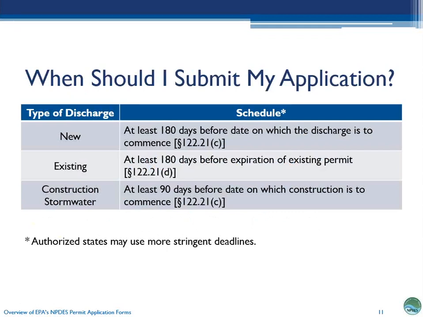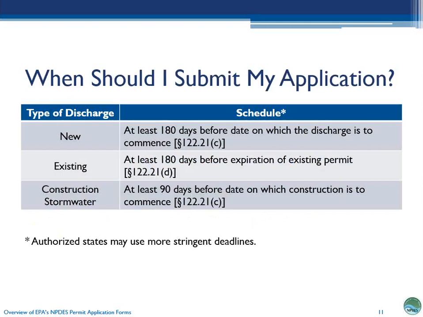The next question you may have is, when should I submit my application? The timing for submittal of an application depends on whether the discharge is new, existing, or for stormwater from construction activity. For a new facility that has not previously sought coverage under an NPDES permit for a discharge, the application deadline is 180 days before the planned date of discharge commencement.